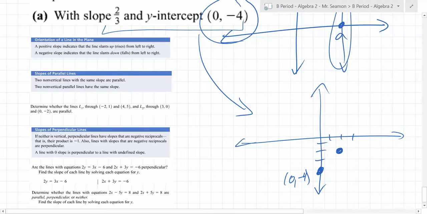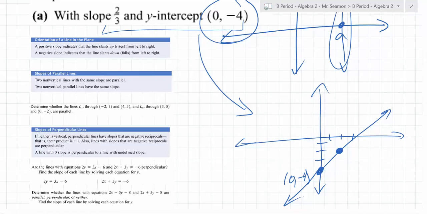And what do I do with those 2 points? Connect them. So there's your line right there. We knew 0, -4 because it told us it, and it said the slope of the line is 2/3. So then what did we do from the known point? We went up 2 and over 3.